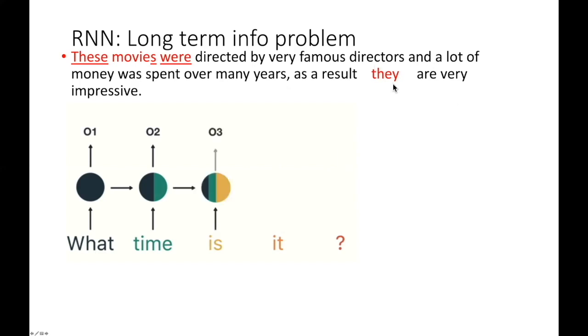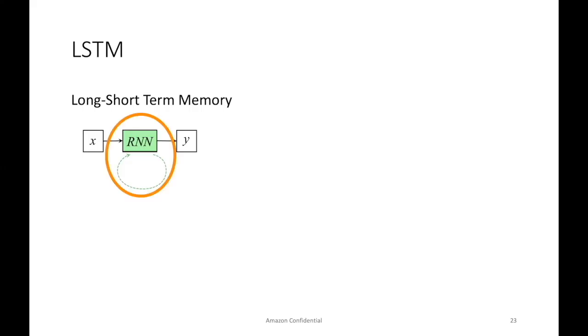Now, what does this "they" refer to? They could refer to these movies, or they could refer to famous directors. Since we have a good long-term memory, we are able to determine that "they" refers to these movies. But an RNN may make the mistake of thinking it refers to famous directors, simply because it is forgetful and forgets this older context. So we have a newer kind of network called long short-term memory networks, and these networks enable us to make sure that the forgetfulness problem is minimized.